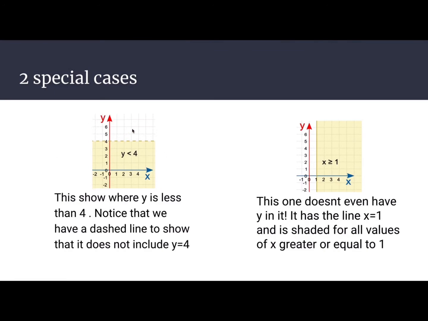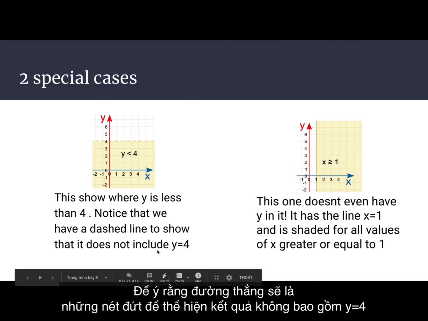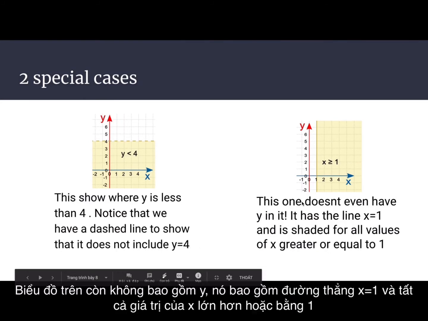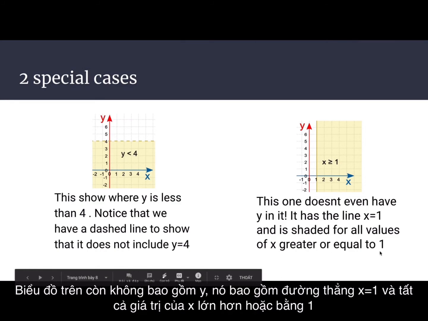Look at the table here. This shows where y is less than 4. Notice that we have a dashed line to show that it does not include y equal 4. This one doesn't even have y in it. It has the line x equal 1 and is shaded for all values of x greater than or equal to 1.